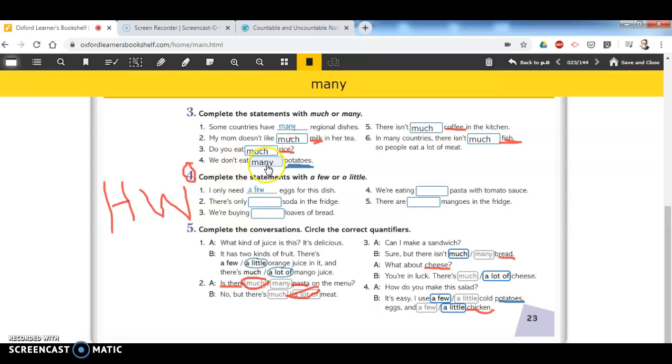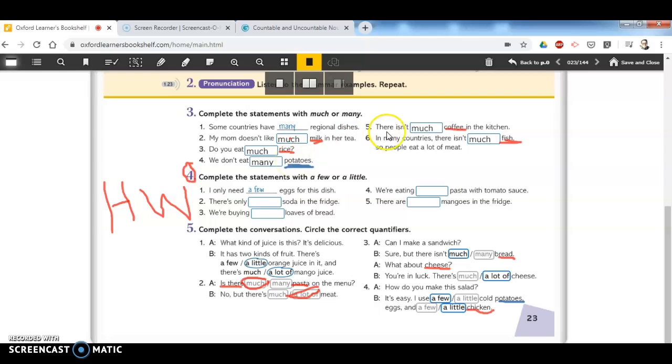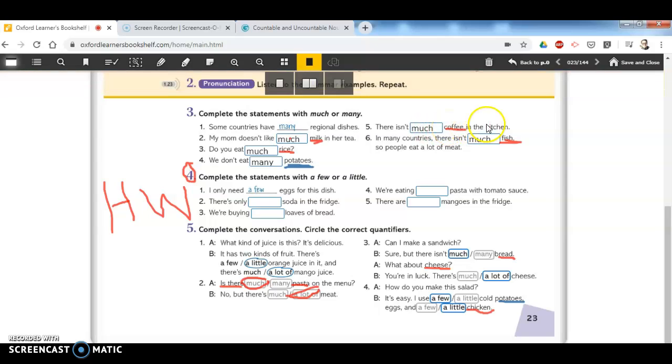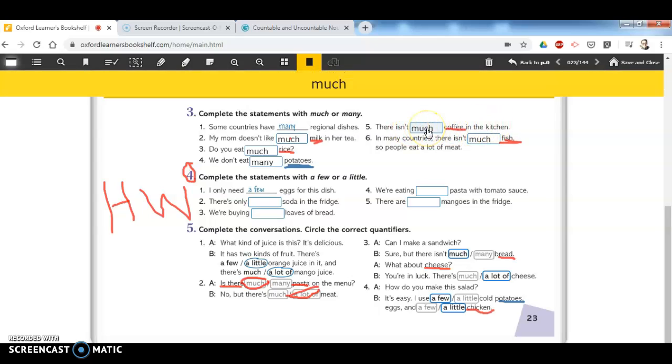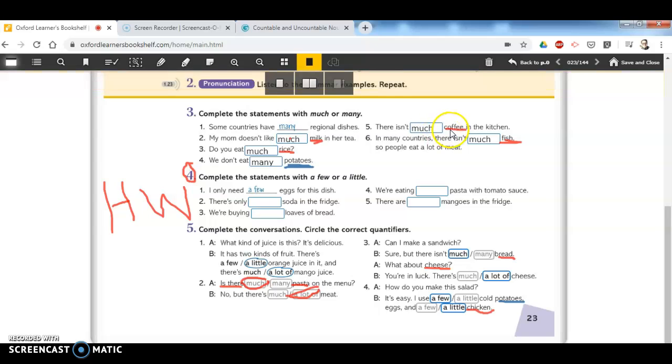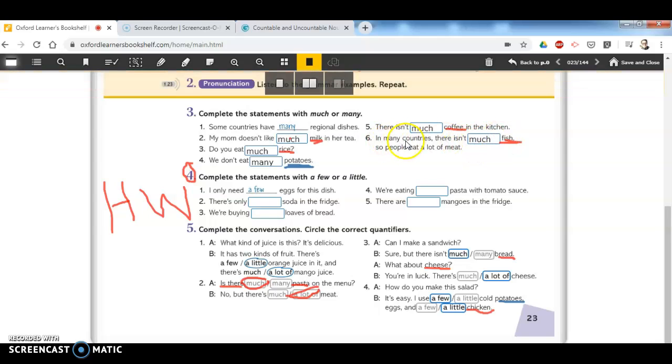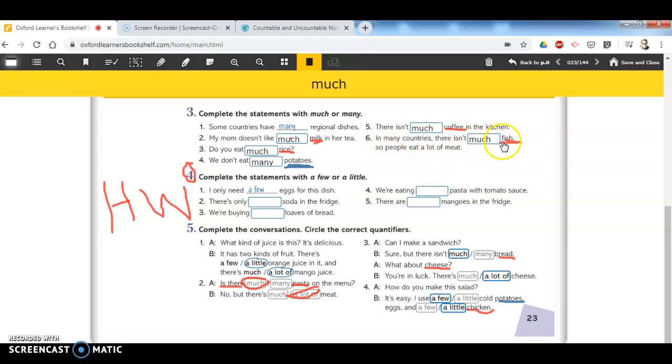We don't eat many potatoes. No comemos muchas papas. There isn't much coffee. No hay mucho café en la cocina. No podemos decir many acá, no, porque la oración diría entonces muchos cafés. In many countries there isn't fish. En muchos países no hay muchos peces. O mucho pez en general.